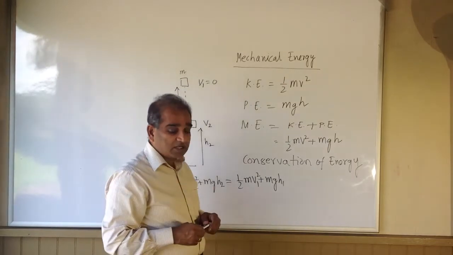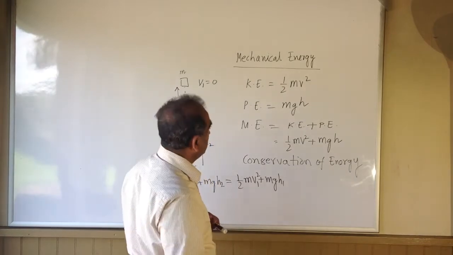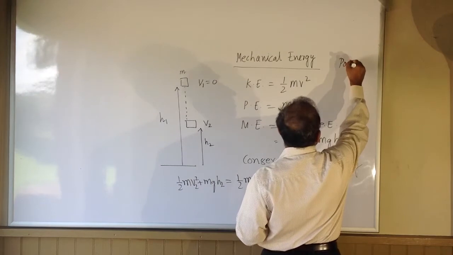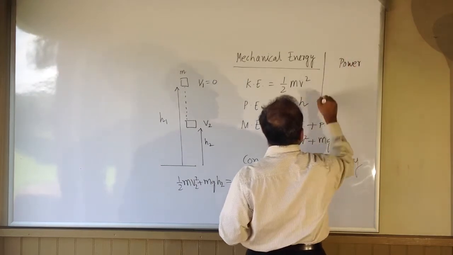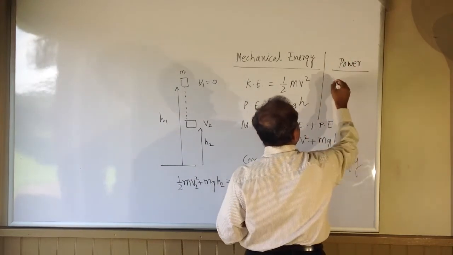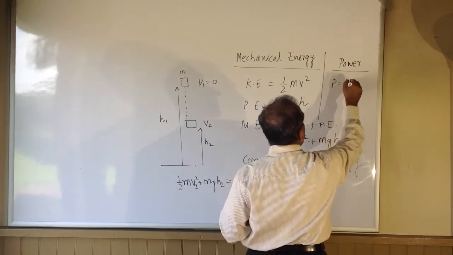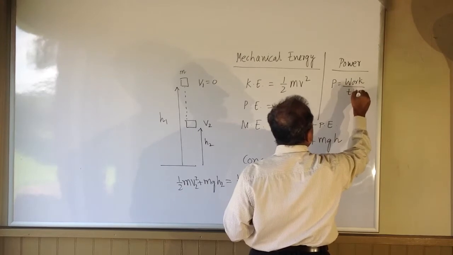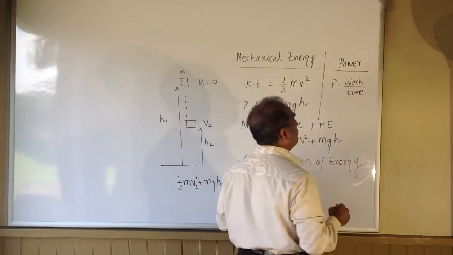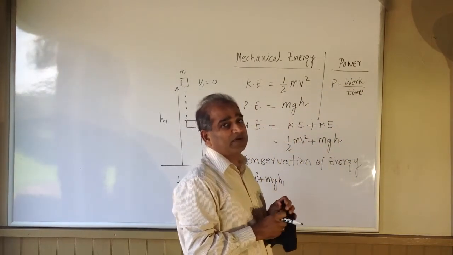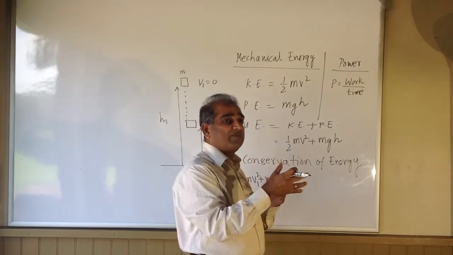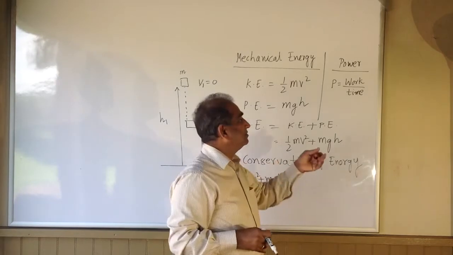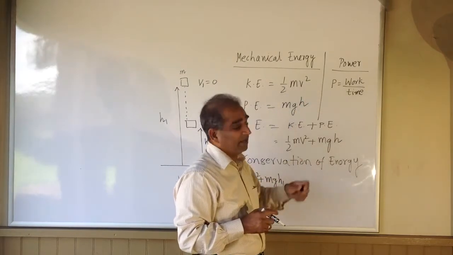Alright, we will talk about power now. What is power? Power is defined as P equals work over time. This is the average power. Work over time is called the average power. If a force does some work on a body in a certain amount of time, then the power is defined that way.